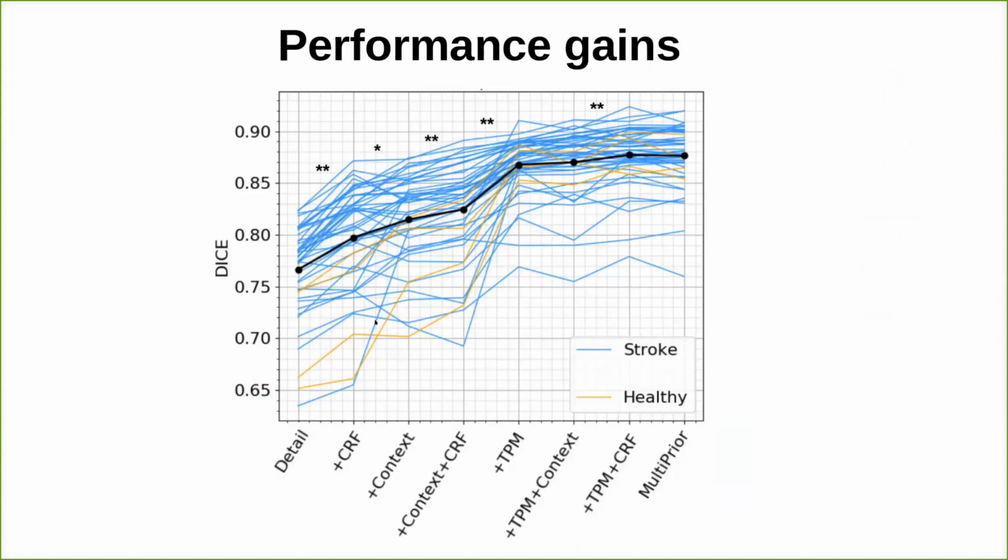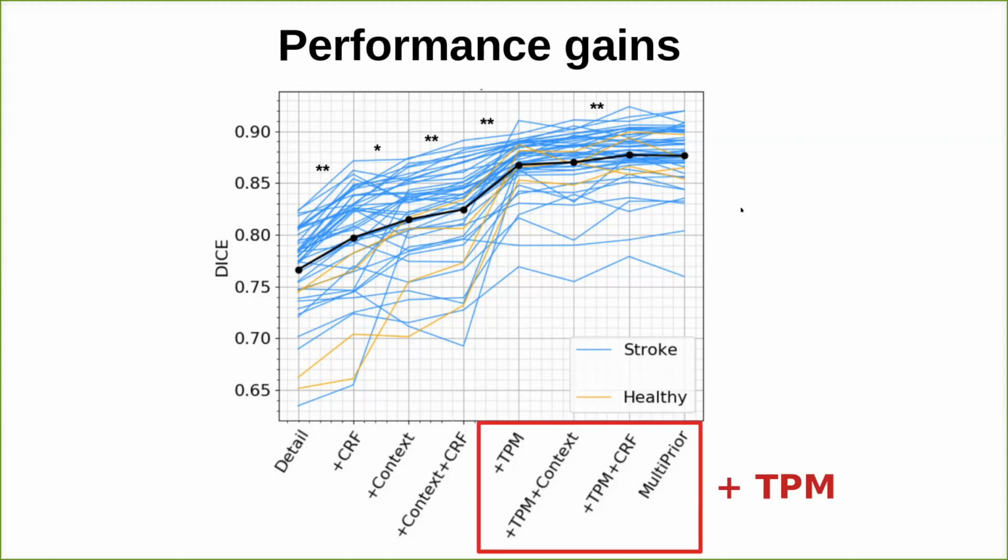Now, progressively adding all these 3 modules in different combinations, we see that each one of them provides a gain as measured in dice score. Dice score is a score that ranges between 0 and 1, 0 being the worst agreement against the ground truth segmentation that we're comparing against, and 1 being perfect agreement with the ground truth segmentation. On the far right, we have the multiprior with all modules added, which averages around 0.88 on dice score. This is on a 42-subject test set of stroke MRI and 4 healthy subjects.